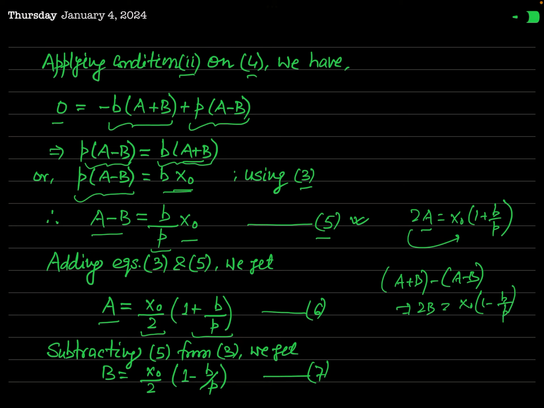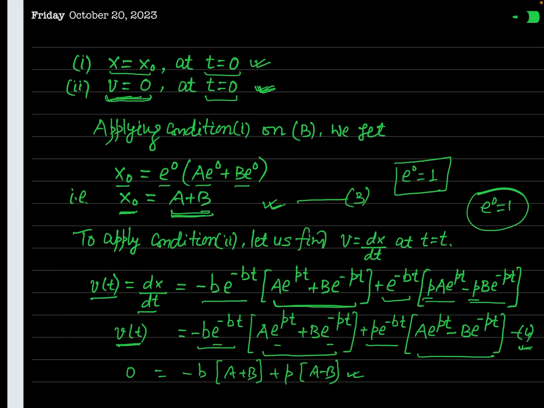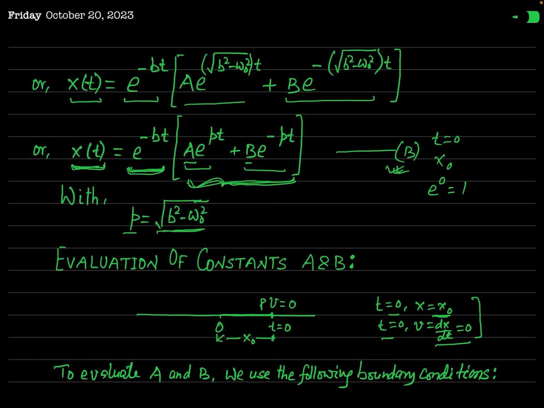And so when you want to find this b, it will now equal x naught by 2 times this much. So I have written, you can see, b is equal to x naught over 2 times 1 minus b by p. Okay. So these are the values of the arbitrary constants a and b. So now let us substitute these two values in our general solution, which we have obtained here in equation b. At the place of a and b, we will substitute those values which we have just obtained.